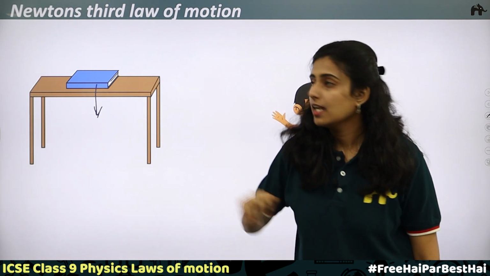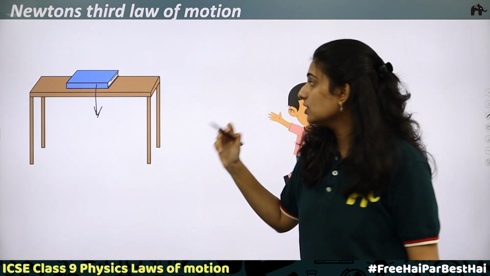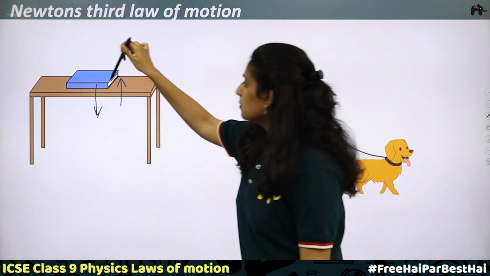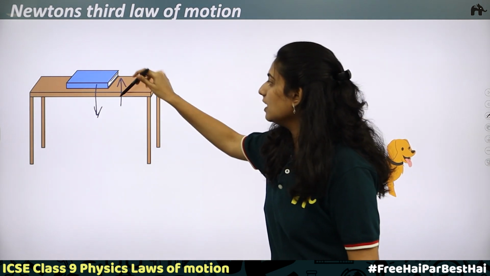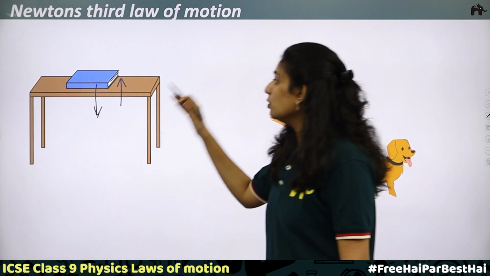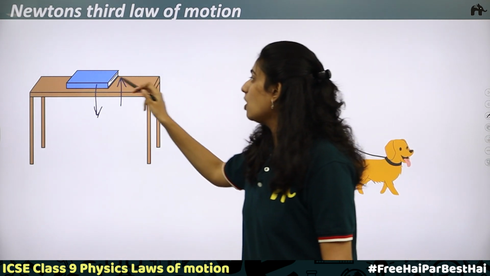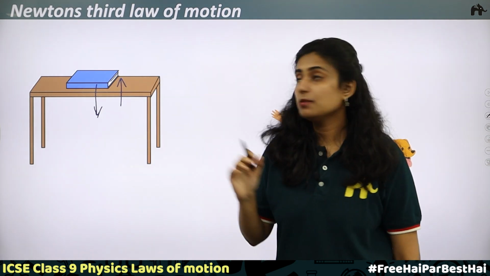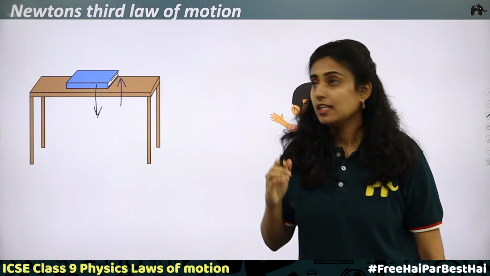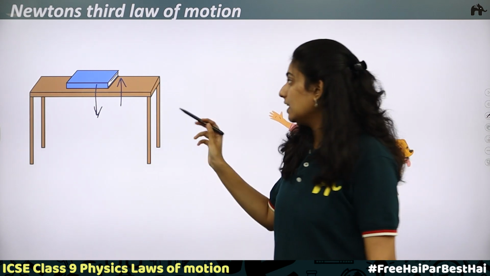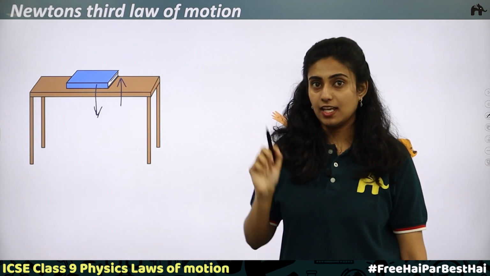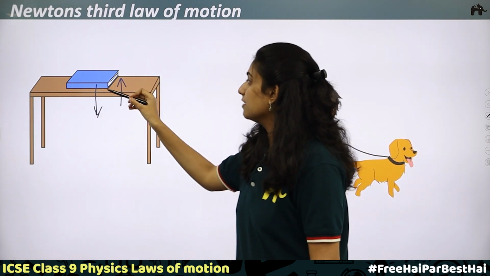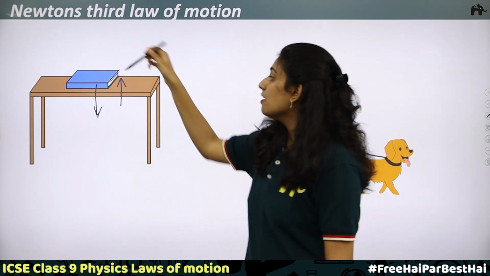So, which is this force? Here you can see the table. This table will be applying an equal and opposite force. The book is applying a force on the table in the downward direction. An equal and opposite force is applied by the table on the book in the upward direction. This should be equal. If the book is applying a greater force, then the book should fall down. But here they are balanced, and hence the book stays on the table because the table is applying a force which is equal and opposite to the weight of the book.